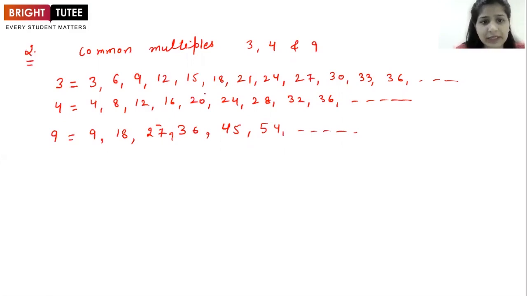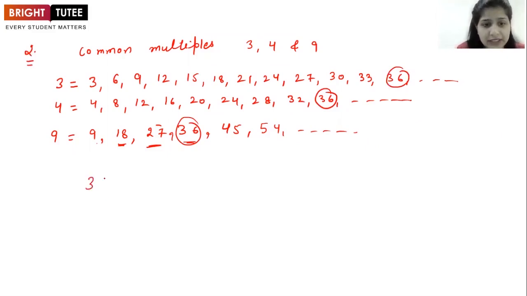So the first multiple that you see common: 9 is not there in all. Then we see 18 is not there in all. 27 is also not in 4 but in 3. 36 is there here as well as here and as well as here. So 36 is the first common multiple. That means the least common multiple is 36 here.